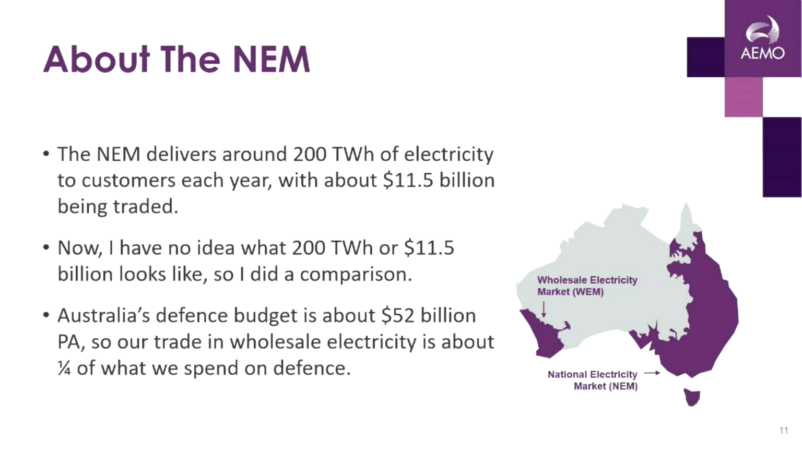The NEM delivers around about 200 terawatt hours of electricity to customers every year, with around about $11.5 billion being traded. Now, I have no idea what 200 terawatt hours of electricity looks like, or what 11.5 billion looks like, so I did a comparison. Australia's defence budget is about 52 billion per annum, so our trade in wholesale electricity is about a quarter of what we spend on defence. I don't know if that helps get the scale in your head.